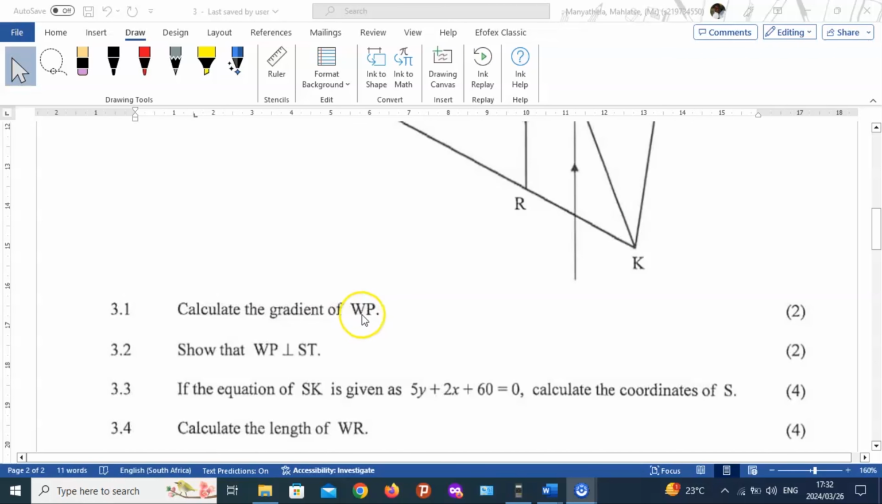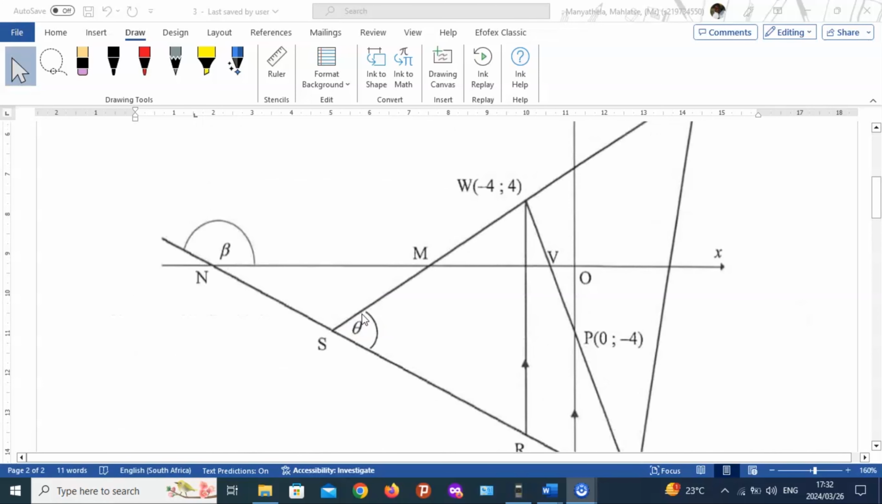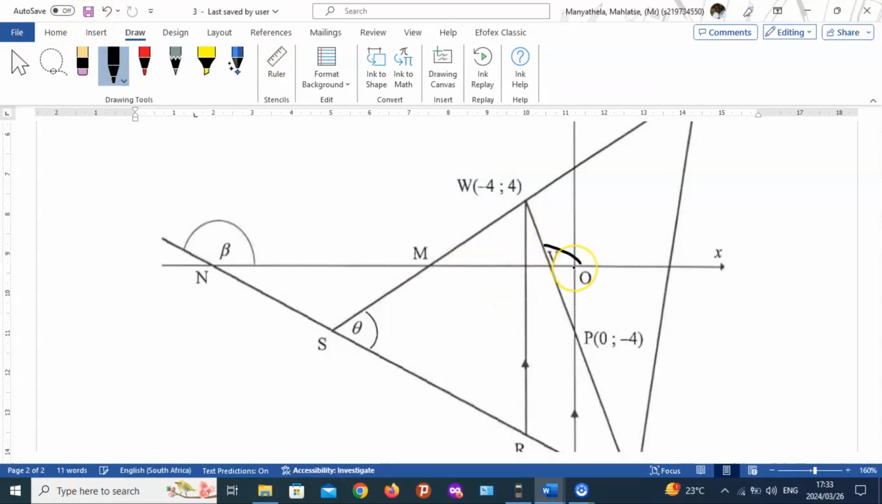Calculate the gradient of WP. To find the gradient of a line, it is either we have at least two coordinates on that particular line, or we have an angle formed by the line and the x-axis. In this case, we have two coordinates.